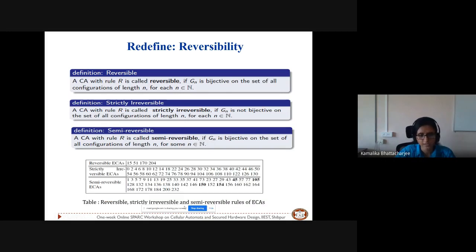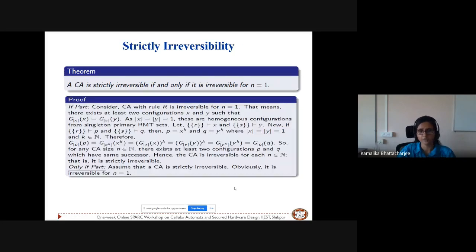So this is the list of reversible, strictly irreversible and semi-reversible rules for ECA. You can see that there are only 4 ECA which are reversible. We are taking that minimal representation. So strictly irreversible ECAs are, this is a long list, and the remaining rules are semi-reversible. You can notice that there are some rules which I have mentioned in bold. I'll be explaining why it is so. So first, we can declare when a CA is reversible.